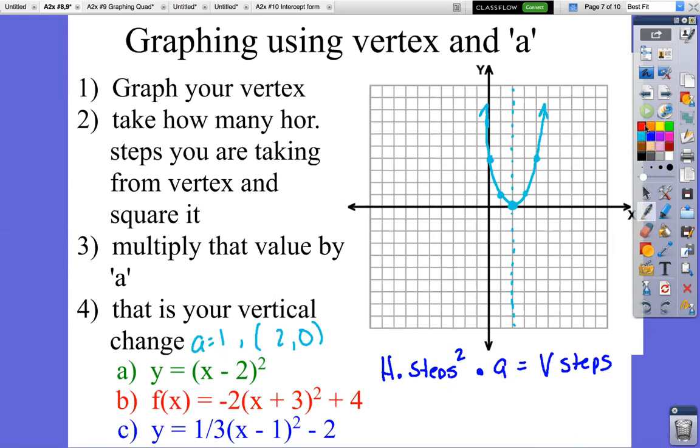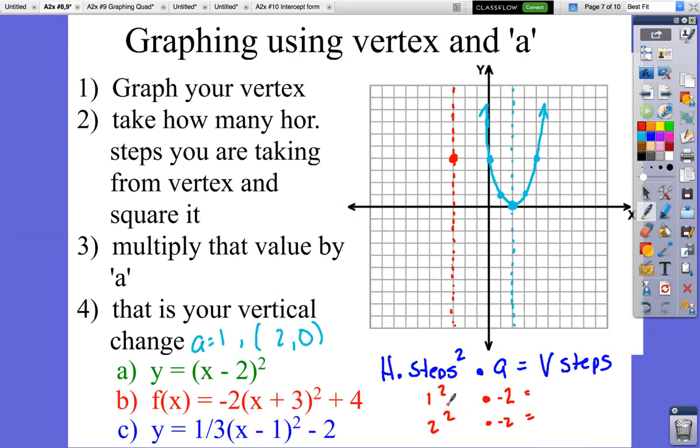All right, so let's do number 2. What is my vertex on number 2? -3, 4. There we go. So here's my axis of symmetry, right through that x coordinate or the h value. My A value this time is what? It's -2. Again, horizontal steps, I can just pick 1 and 2.